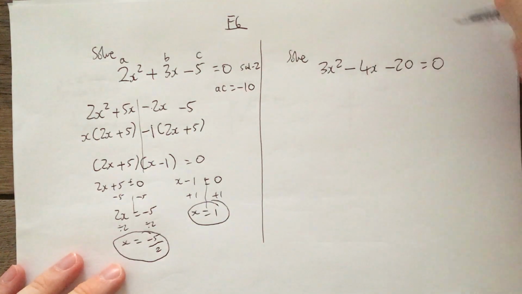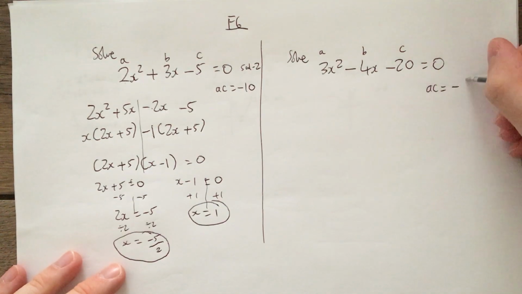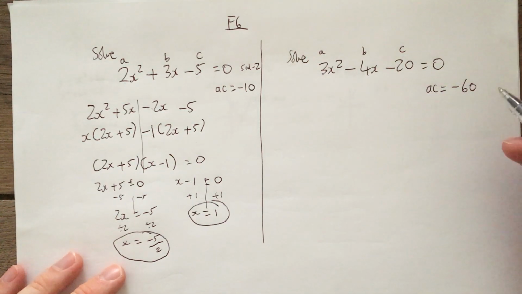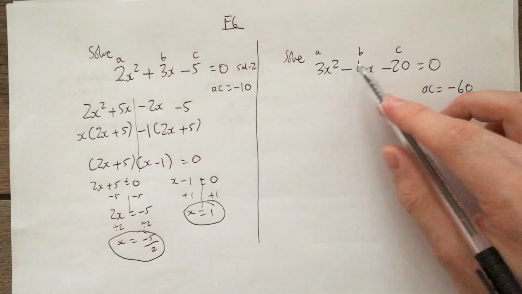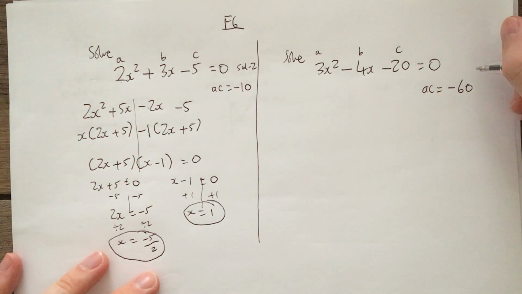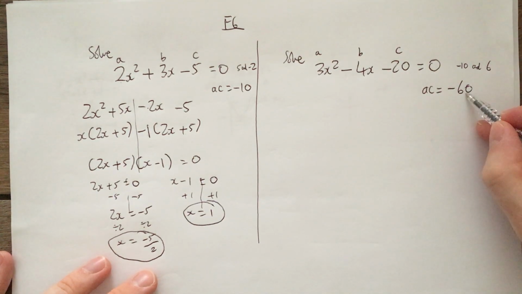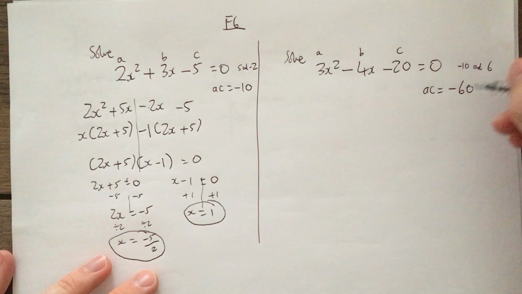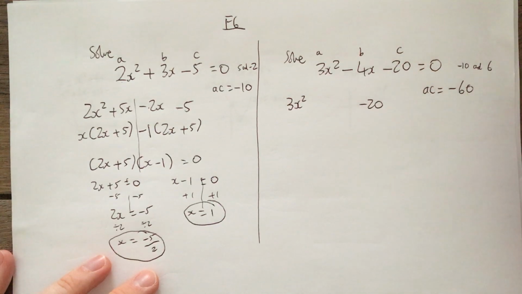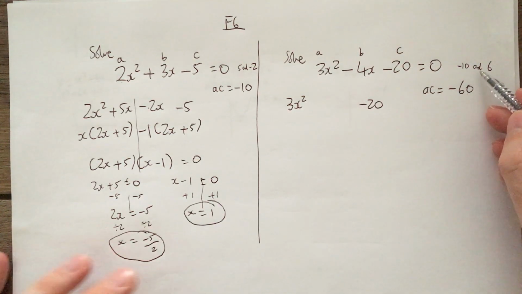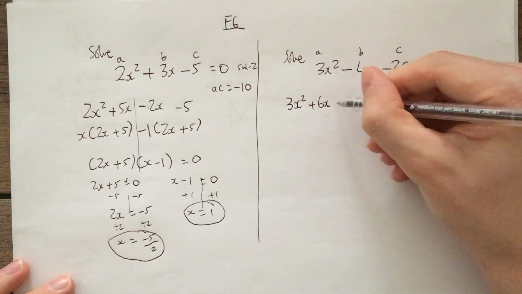Okay, last step. Again, we know this is ABC, A, B, C. AC equals negative 60, because 3 times negative 20. So two numbers that times to get negative 60, and add to get negative 4. Well, straight away, I think 10 and 6. So I think it'll be negative 10 and positive 6, because they times to get that and add to get that. So therefore, my A is the same, 3x squared. My C is the same, minus 20. The only difference right now is this. You know what? I could just prove a point. I'll do it the other way. So it'll be positive 6x here and minus 10x here.